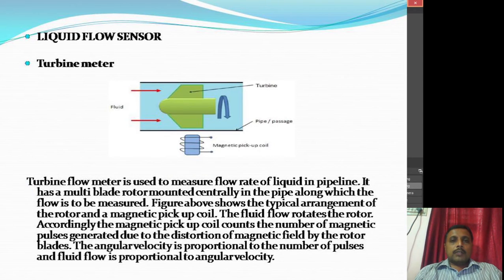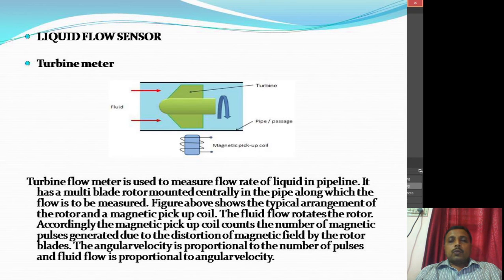Next we'll move on to the liquid flow sensors. Turbine meter is an example of a liquid flow sensor. Here we measure the rate of flow of liquid in a pipeline. In order to do so, we need a multi-blade rotor. As shown in the sketch, there is a multi-blade rotor mounted centrally in the pipe along which the flow is going to take place.